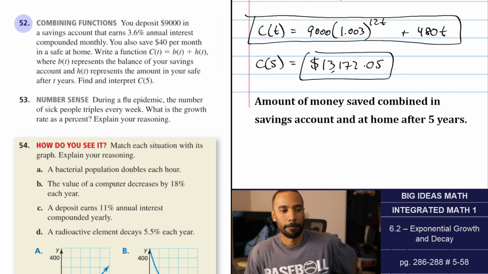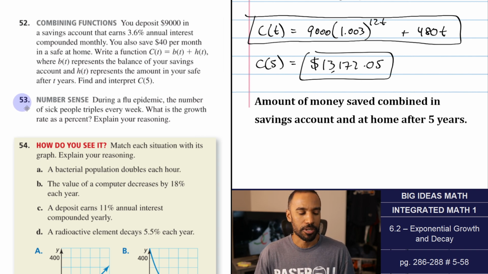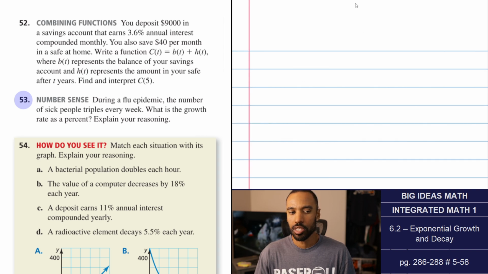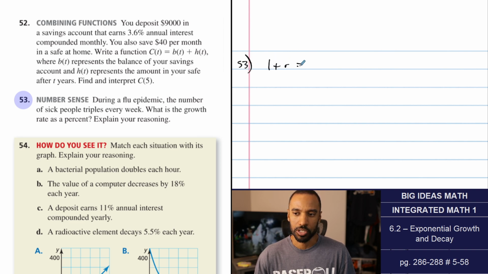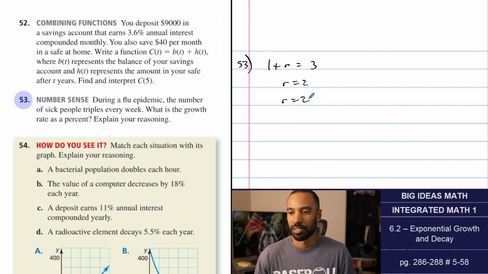Okay. Number 53 on number sense. During a flu epidemic, the number of sick people triples every week. What is the growth rate as a percent? Explain your reasoning. I actually mentioned one of these in a previous problem with the 200%. So 53, see, this is a percent growth. This is 1 plus R is 3. It's tripling, 1 plus R. Therefore, R is 2. That's 200% growth.